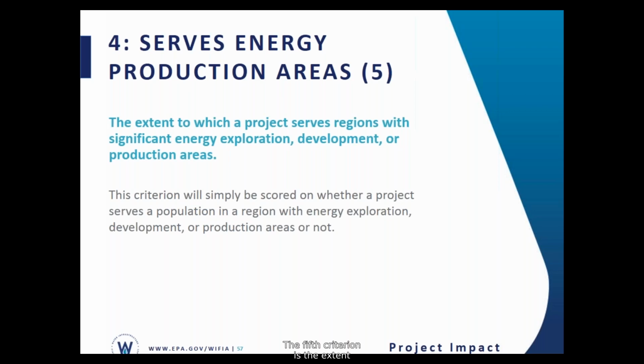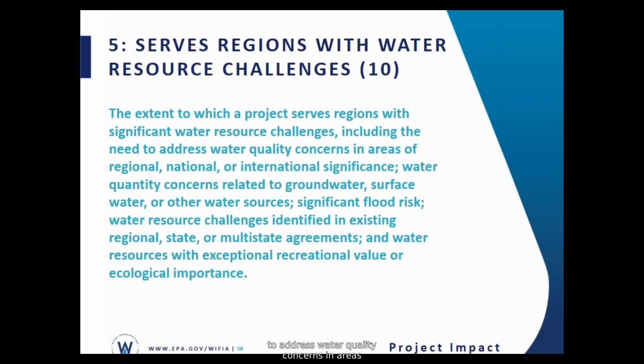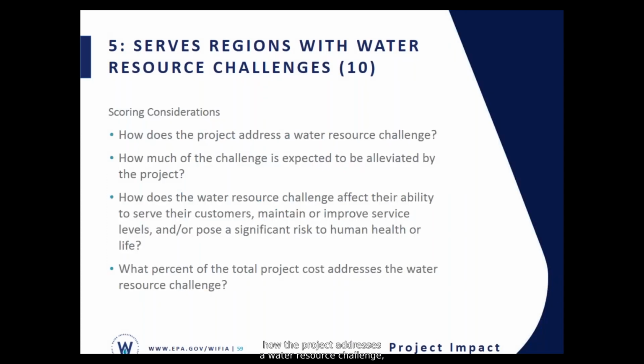The fifth criterion is the extent to which a project serves regions with significant water resource challenges, including the need to address water quality concerns in areas of regional, national, or international significance, water quantity concerns, water resource challenges that have already been identified in regional, state, or multi-state agreements, and water resources with exceptional recreational value or ecological importance. In responding, it's helpful if you can tell us how the project addresses a water resource challenge, how much of the challenge is expected to be alleviated by your project, how the water resource challenge affects your ability to serve your customers or maintain and improve service levels or poses a significant risk to human health or life, and what percentage of the total project cost addresses the water resource challenge that you've identified.